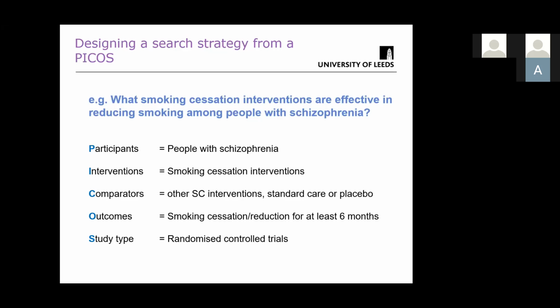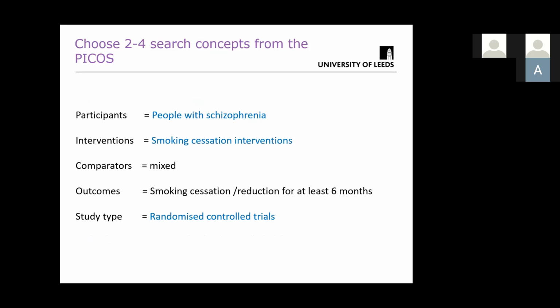It could be comparing one smoking cessation tool with another, or it might be standard care, or it might be placebos. Then my particular outcomes of interest are looking at a reduction or ceasing smoking for at least 6 months in our population. And I'm only interested in looking at randomized controlled trials. So when we design a search strategy, we don't necessarily use all 5 of our PICO concepts. There's a couple of reasons why we do this. If we do one huge search using all 5 concepts, it can get very, very large and very, very complex. And it's also quite complicated if you're going to translate into different databases and look for clinical trials.